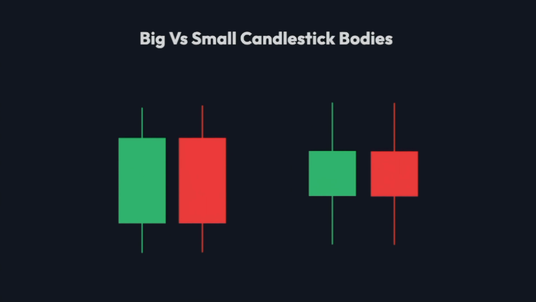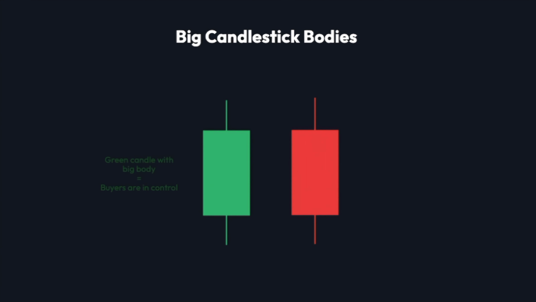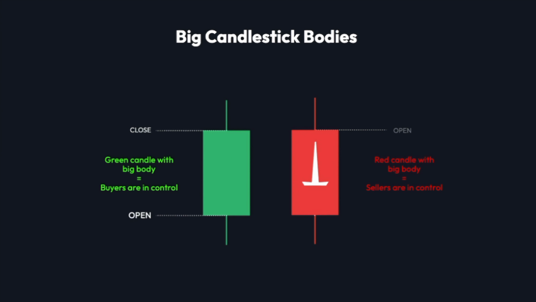Let's now compare candlesticks with big versus small bodies. The size of the body reveals a lot about the strength of buyers and sellers. For example, for a green candle with a large body, buyers were in control. This is because price opened at a lower level, and strong buying pressure pushed the candle to close at a much higher price. Similarly, a red candle with a large body shows that sellers were in control as they managed to push price down sharply before the candle closed.